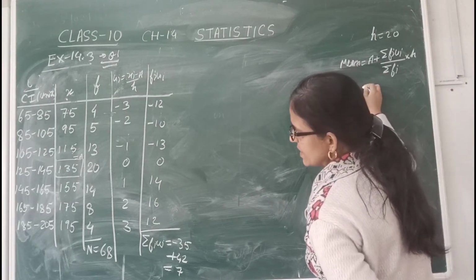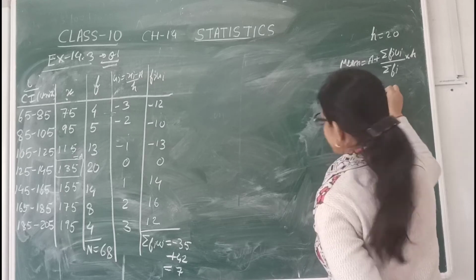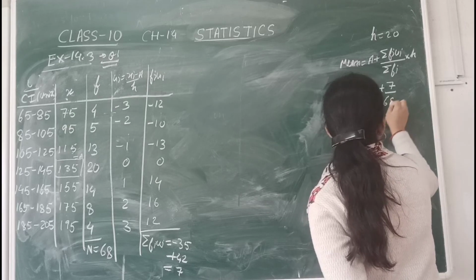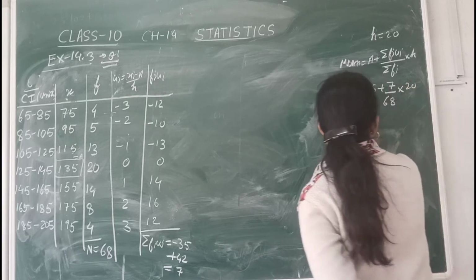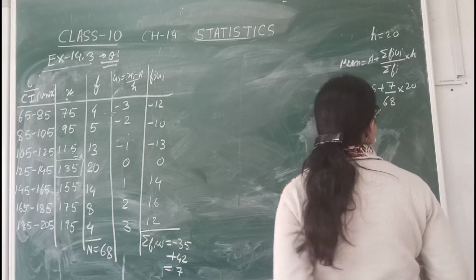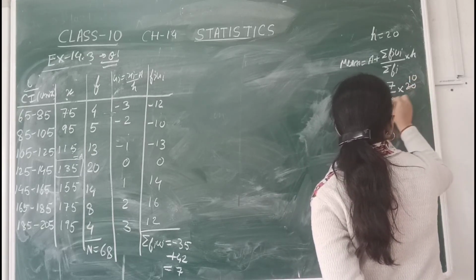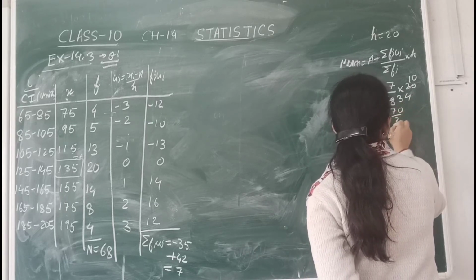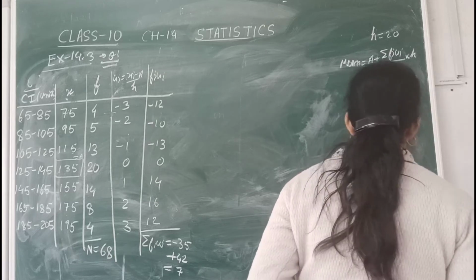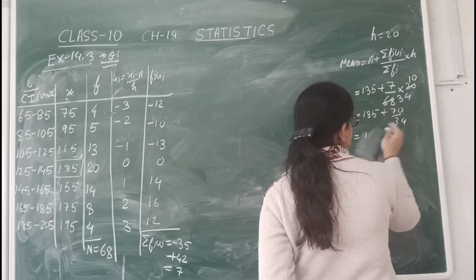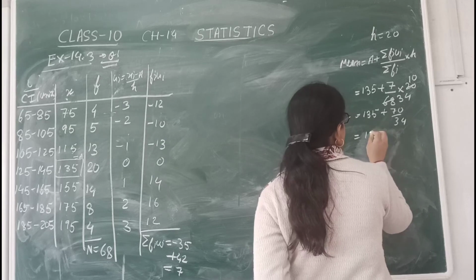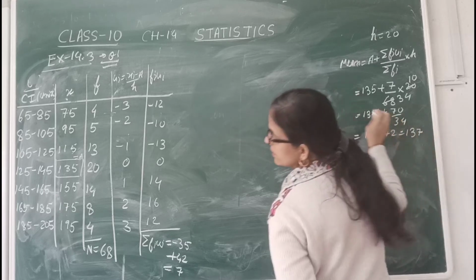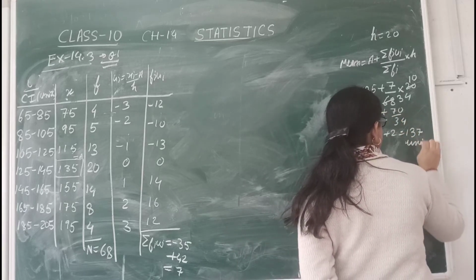So this A is how much? 135 plus summation fi ui by summation fi, which is 70 by 68, and h is 20. So we will be getting over here 135 plus 70 by 24. Now to some extent I will be getting over here, so I am writing approximately. So the answer is 137 units.